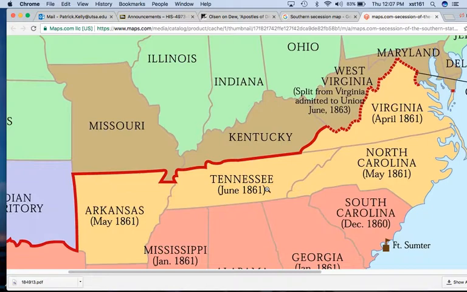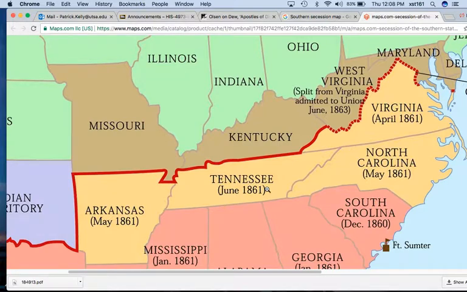The upper South, Virginia, North Carolina, Tennessee, Arkansas, and Kentucky, although it stayed in the Union, waited to see what Lincoln would do. So they don't leave the Union until April 1861, after the firing on Fort Sumter, which I'm not going to go into.